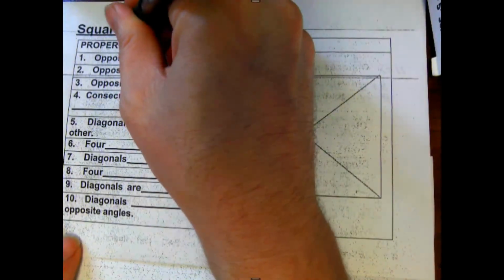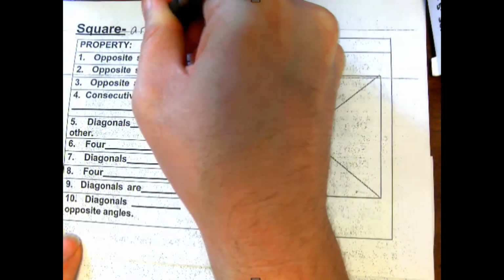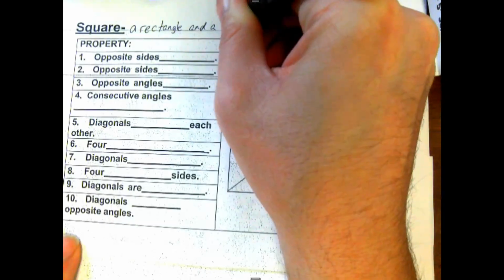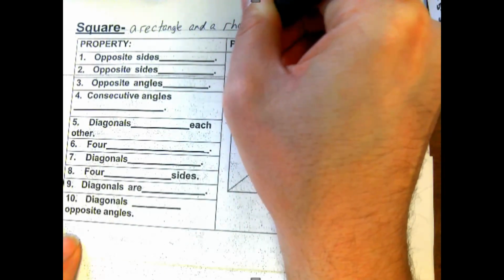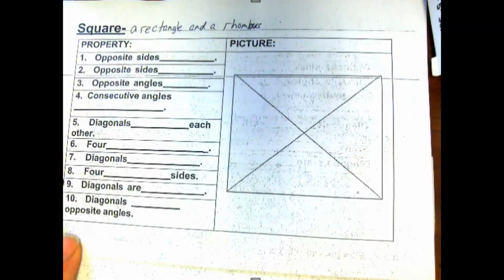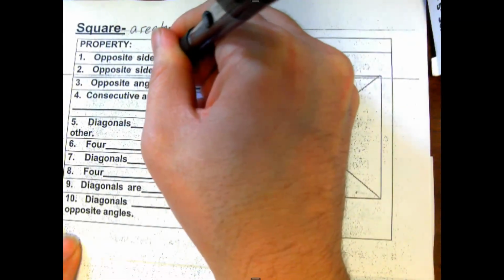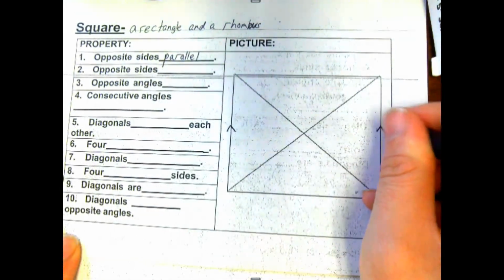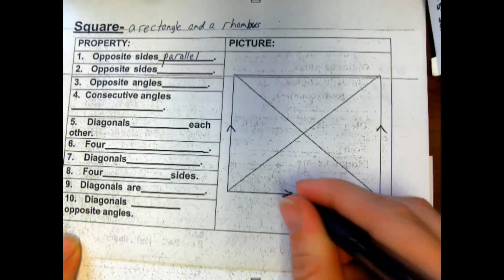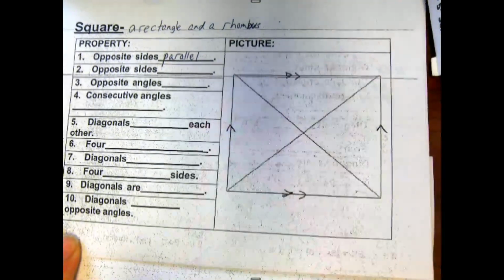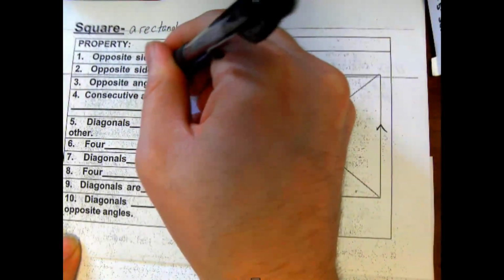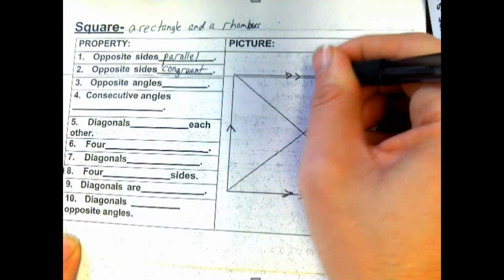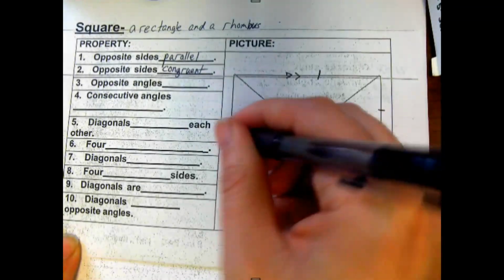A square is a rectangle and a rhombus. So it counts as both a rectangle and as a rhombus. In a square, opposite sides are parallel to each other. So those two sides are parallel, and these two sides are parallel. Opposite sides are also congruent in a square because all four sides are congruent. In a square, all four sides are, of course, the same size.